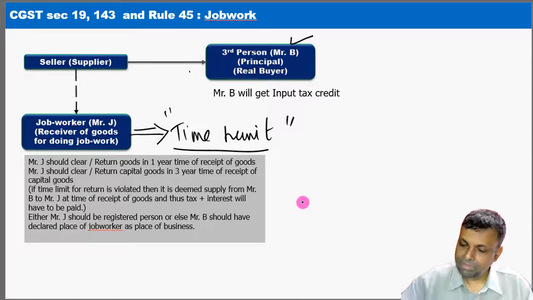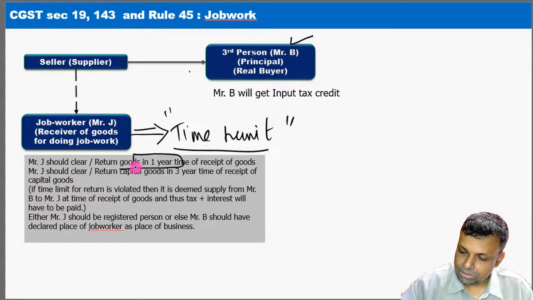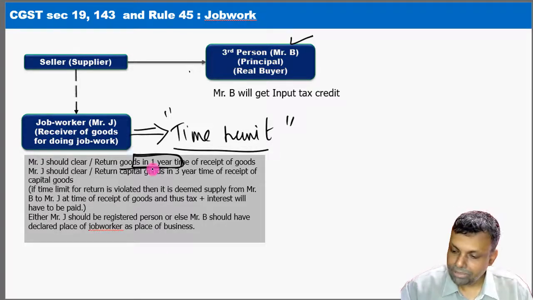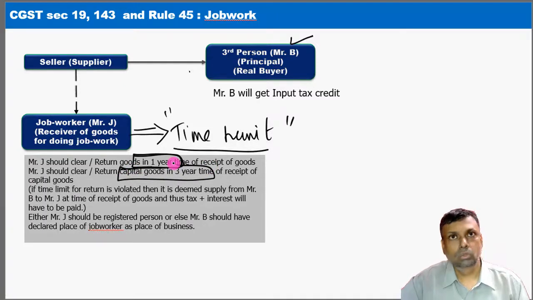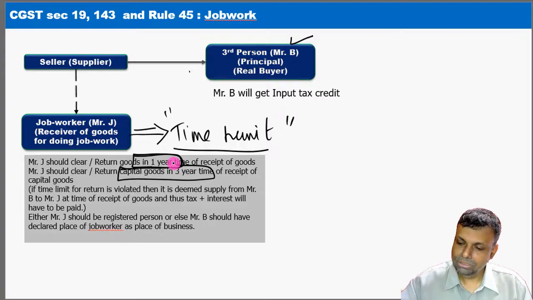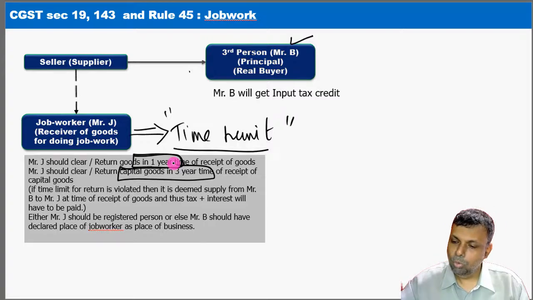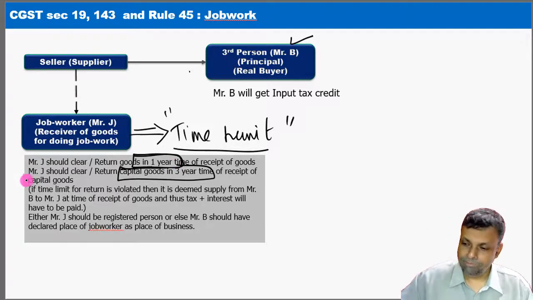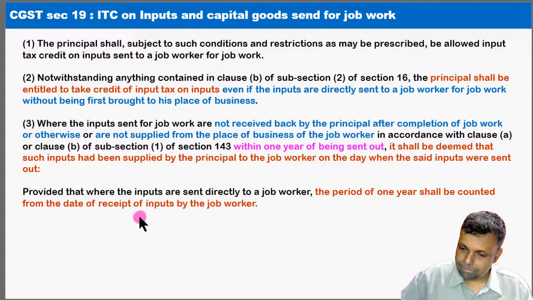The time limit is, if it is goods, then it has to be returned within a period of 1 year. If it is capital goods, then it has to be returned within a period of 3 years. So if it is goods, it is a 1 year return time, returned by the job worker. If it is capital goods, it is a return time of 3 years. Okay, it has been provided. However, in relation to something like jigs, molds, dies, etc., in that particular situation, there is no return which is required. So let us understand that particular time limit.